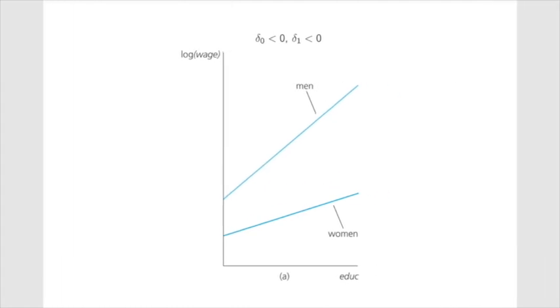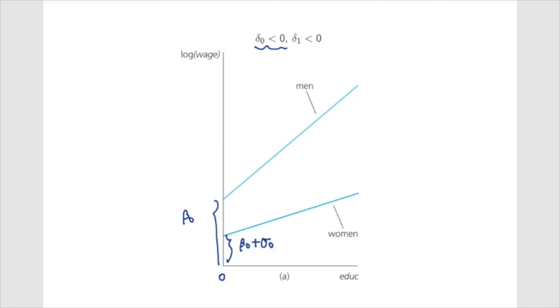Different values for delta 0 and delta 1 will have different policy implications. For instance, here is the graph for the population regression model. If the education level is equal to 0, the intercept for male is beta 0, and the intercept for female is beta 0 plus delta 0. For this graph, delta 0 is negative, as we already saw in previous examples. There is a gender wage gap, even when the education levels for males and females are the same.